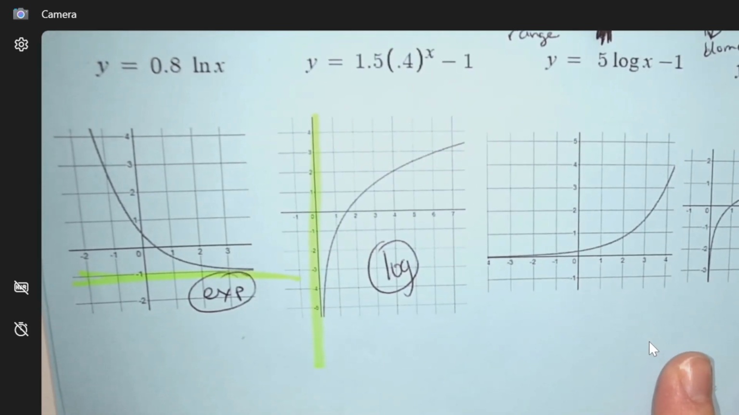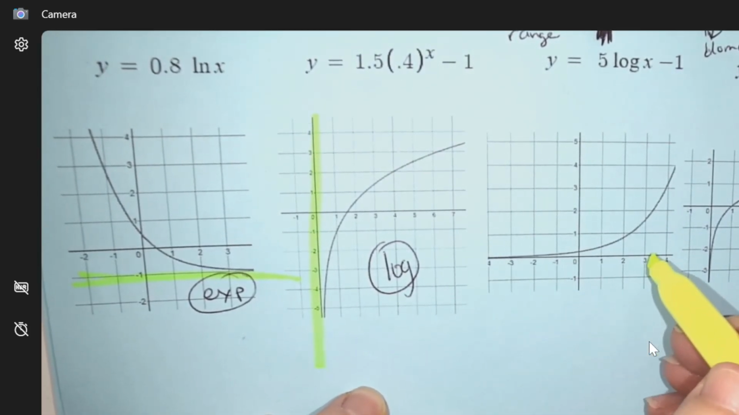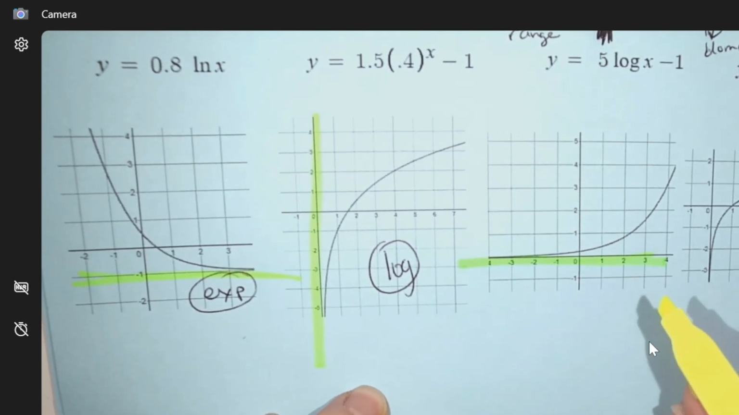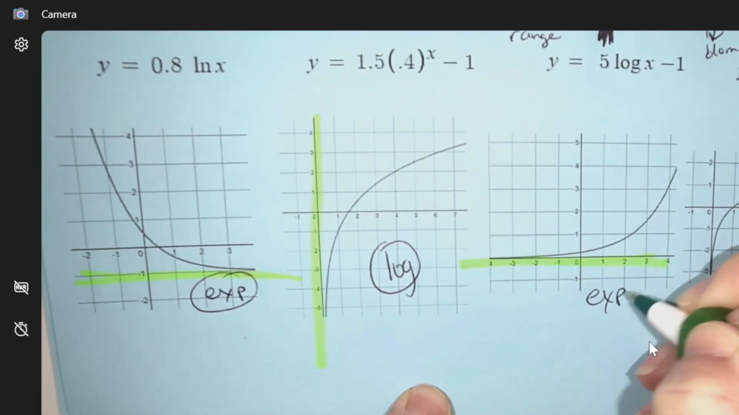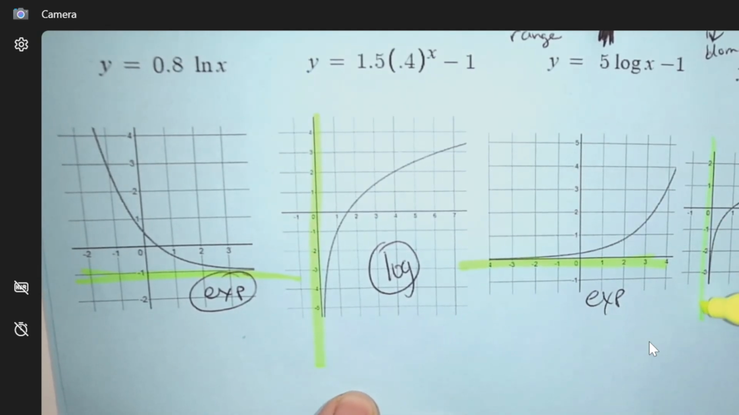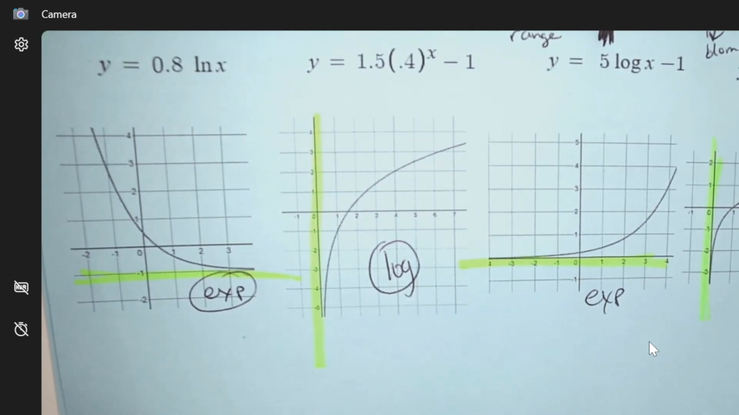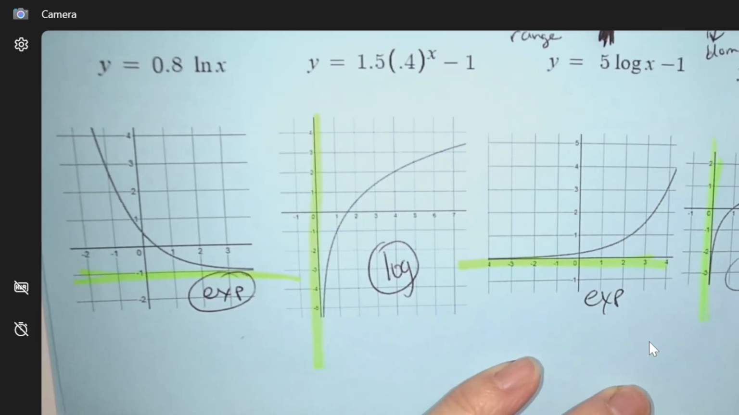Where's the restriction stop line on this one? Looks like this is the boundary line. So then this one is an exponential. And where is there a restriction boundary on the last one? Looks like it's restricted on this, which means that would make it a log.